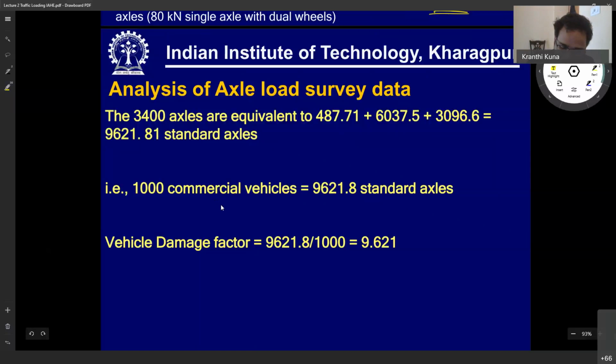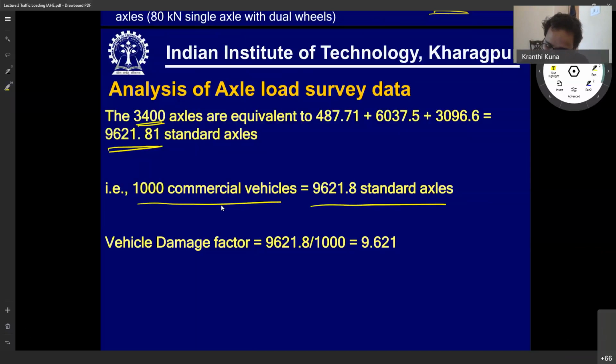So what it means is, although you have 3400 axles, what you have counted, the total standard axles, are equivalent to 9621. So the 1000 commercial vehicles you have surveyed are equal to 9621 standard axles. Obviously, when you are carrying out an axle load survey, you consider only 10 or 20% of the axles, and you have to factor that to 100% per year. And if you consider the growth factor for the design life, this will be in million standard axles.